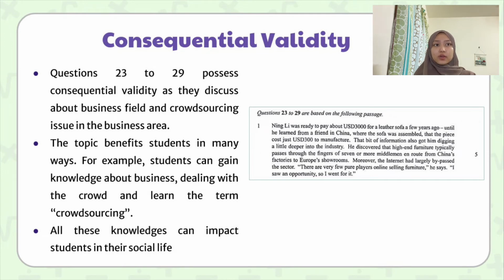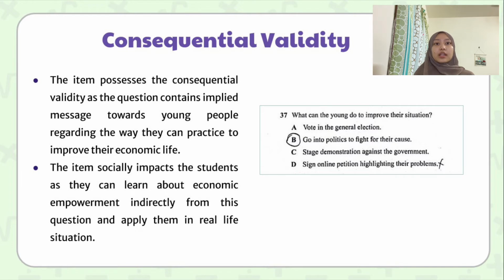Questions 23 to 29 possess consequential validity as they discuss the business field and the crowdsourcing issue in the business area. The topic benefits students in many ways. For example, students can gain knowledge about business, dealing with the crowd, and learn the term crowdsourcing. All this knowledge can impact students in their social life. Next example, the item possesses consequential validity as the question contains an implied message towards young people regarding the way they can practice to improve their economic life.